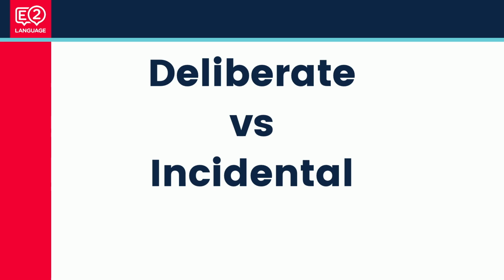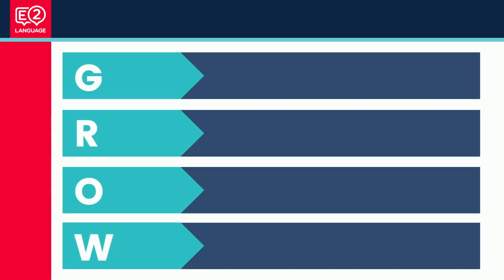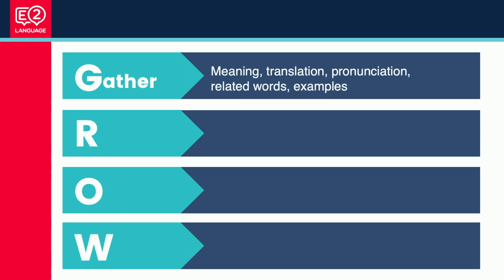So at E2, we've built this into a kind of vocabulary system that we call GROW, G-R-O-W. So let's consider this acronym as the basis for your vocab learning. G stands for gather. This is the deliberate part of the learning where you collect or gather information about the word. So you might get the meaning, the translation into your language, the pronunciation, related words and collocations, as well as examples. So you should gather this information into a system.